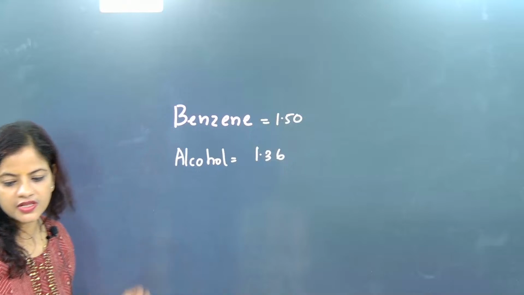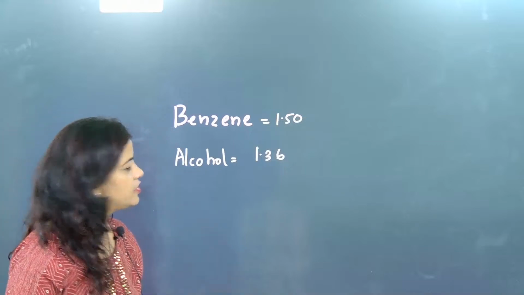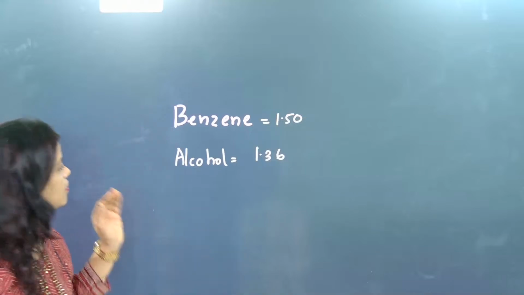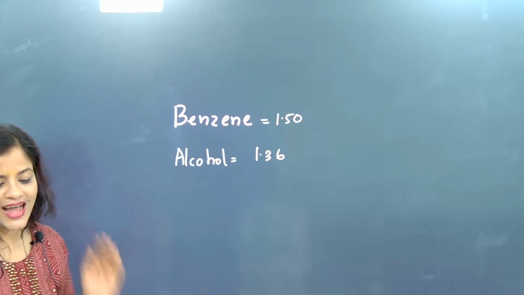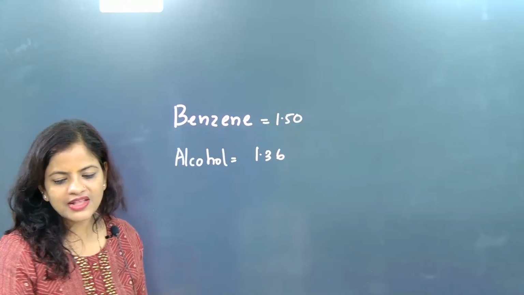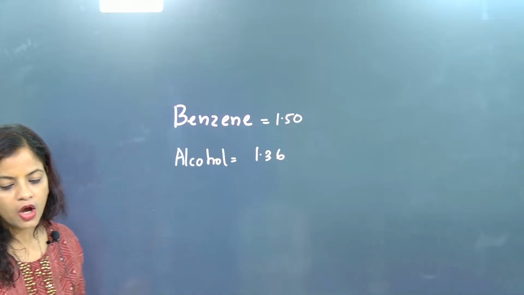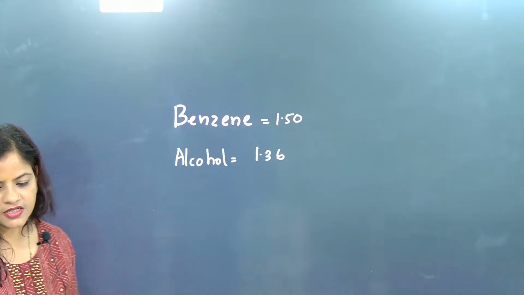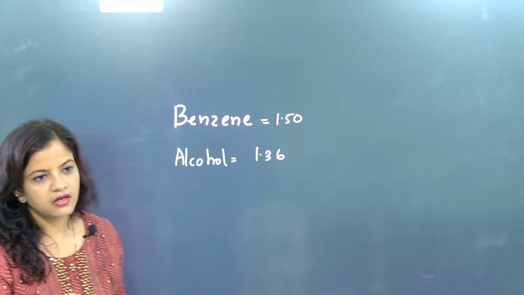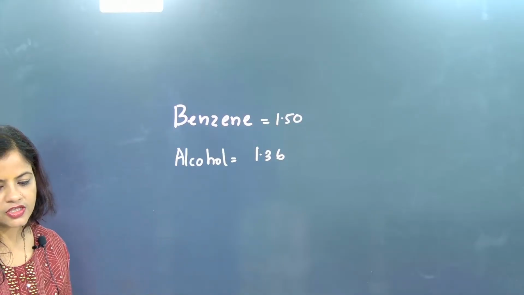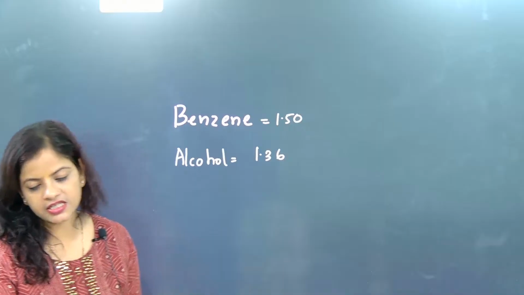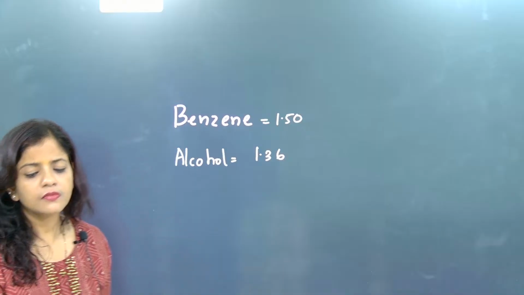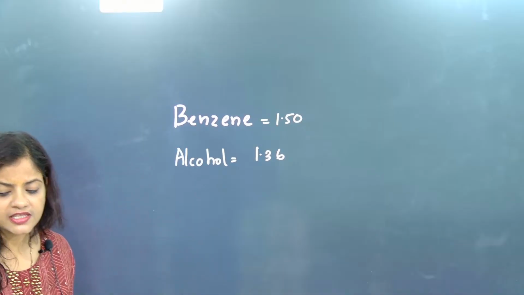Refractive index of benzene is 1.50. Refractive index of alcohol is 1.36. Type and send me fast. Benzene for B, alcohol for A. Whose refractive index is highest? Benzene. Benzene refractive index is highest. So whose optical density is maximum?